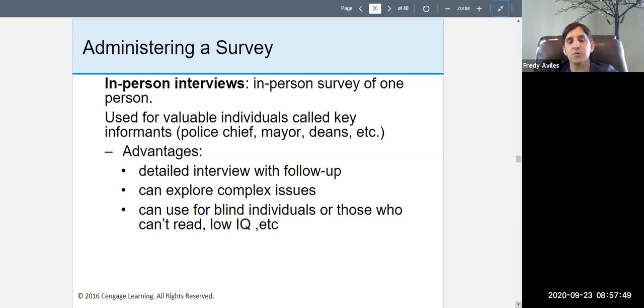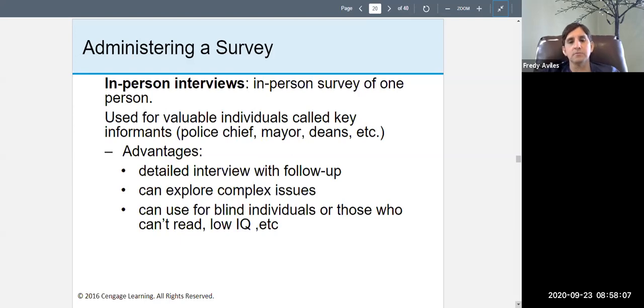It can be used for people who are blind. You might need to do an in-person interview for someone who is blind. They can't, you know, fill out your survey. Let's say if you have it on a printout, okay? They can do it on the internet, by the way. They can still do it, but you can also interview them and ask them the questions out loud, and they can give you their responses.